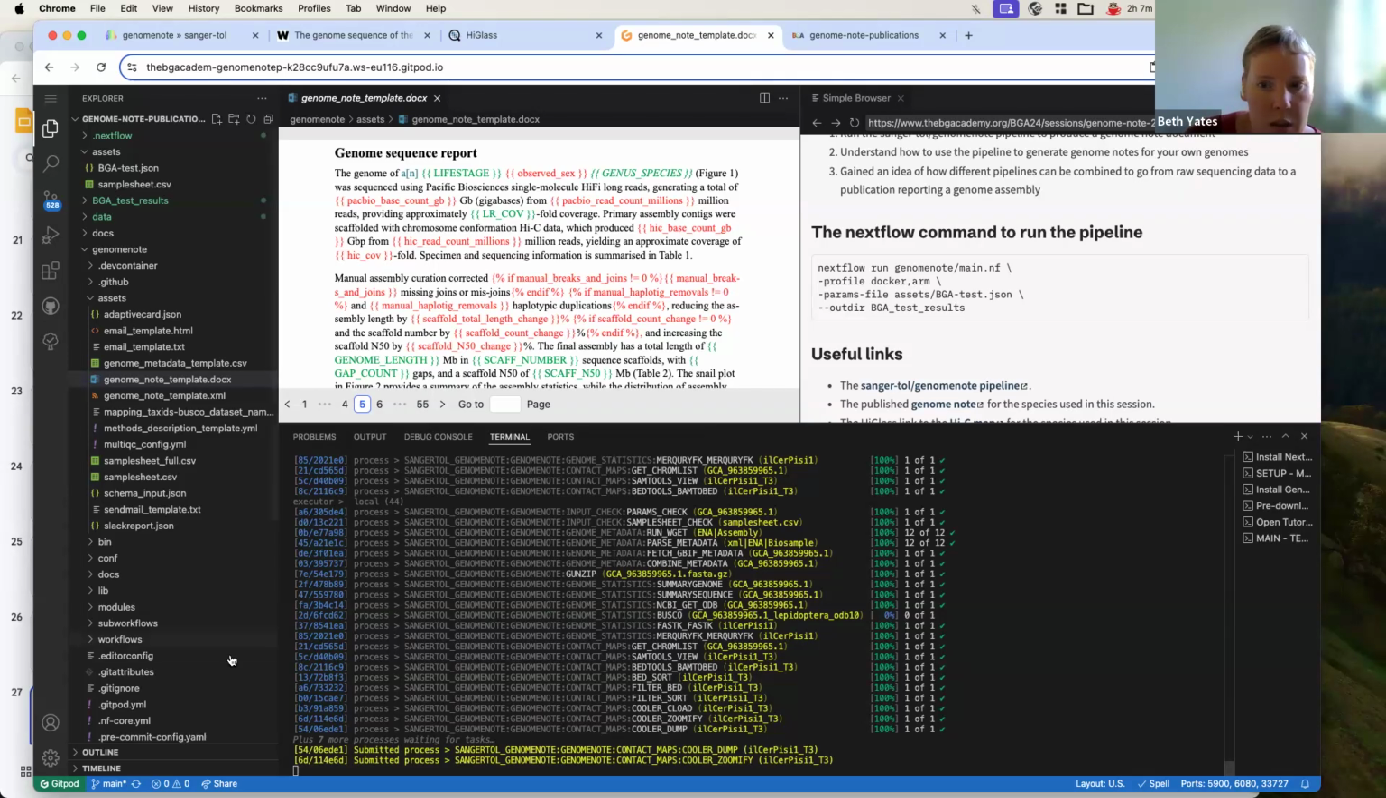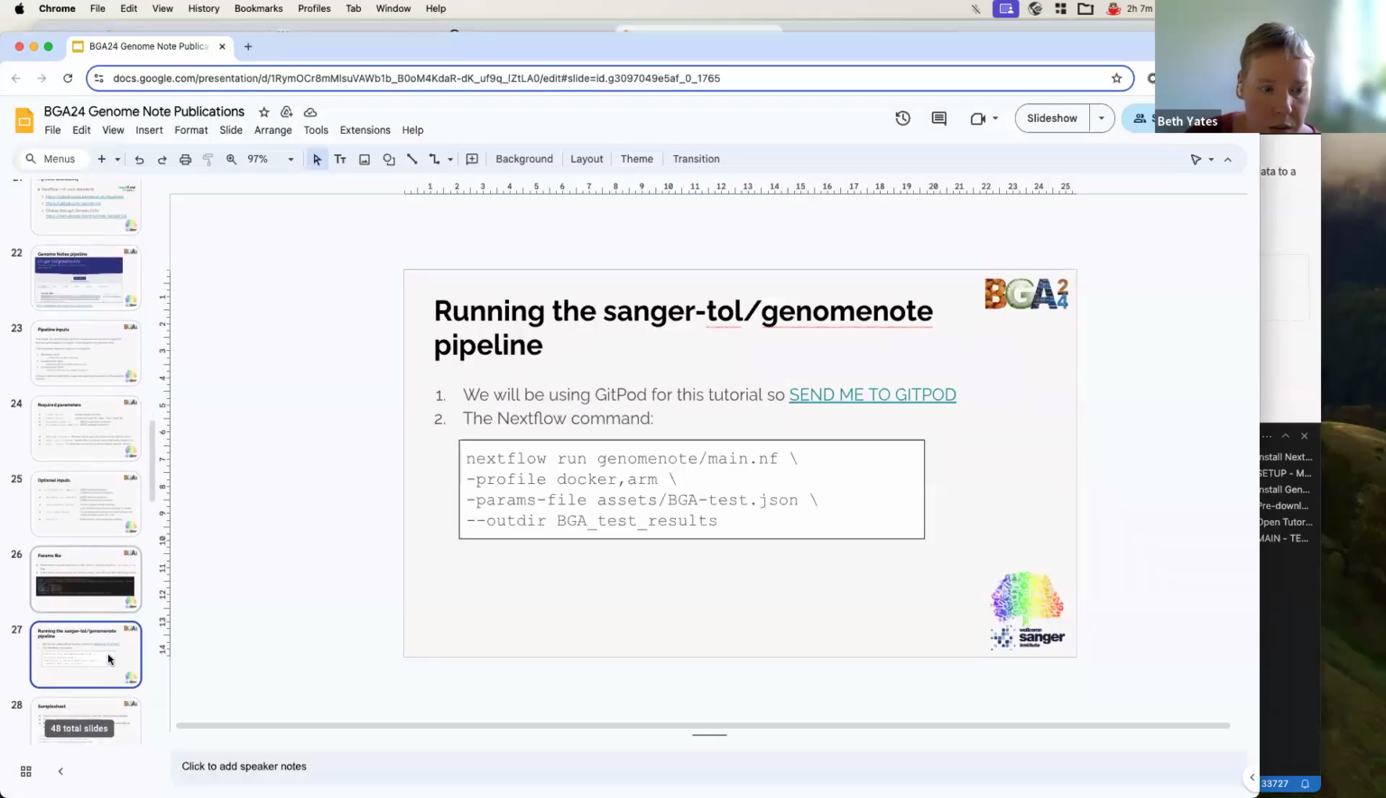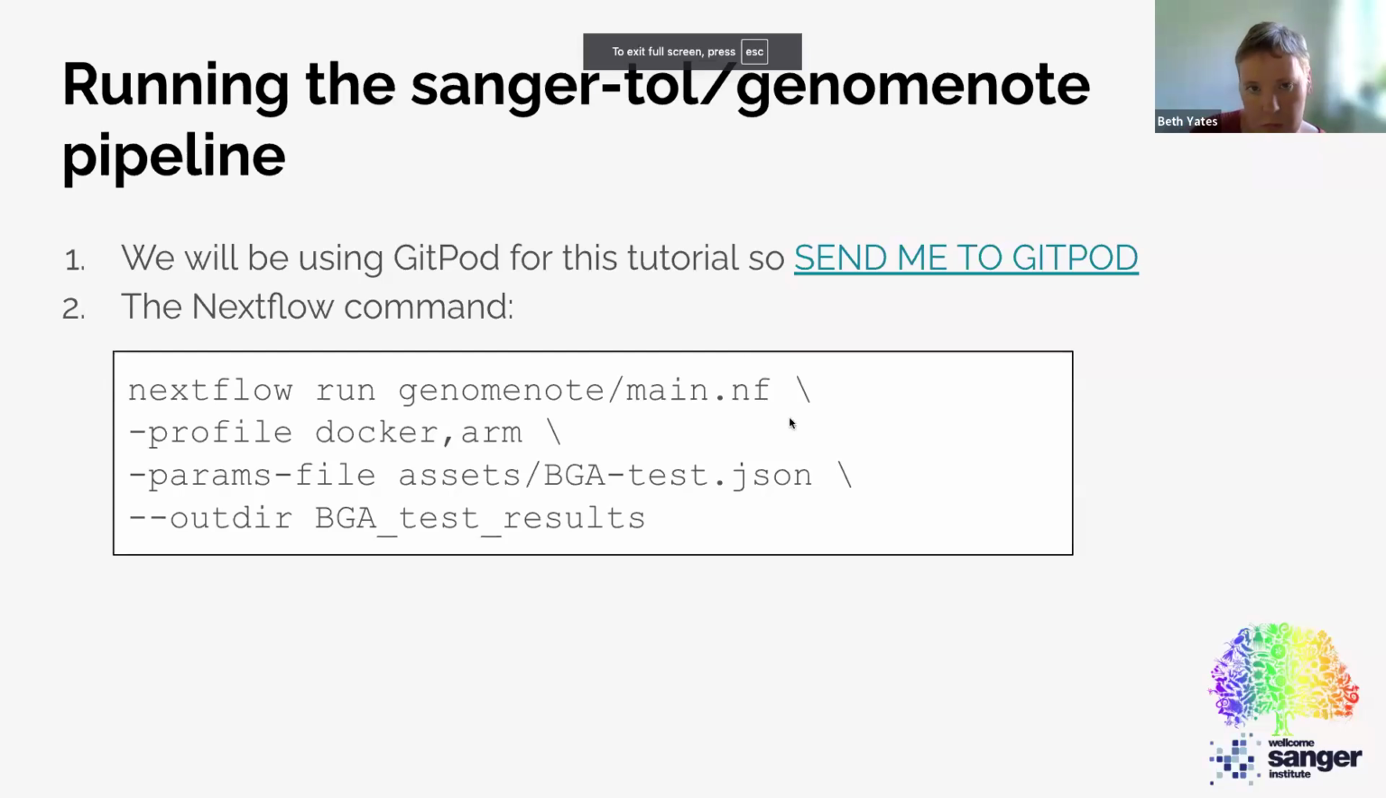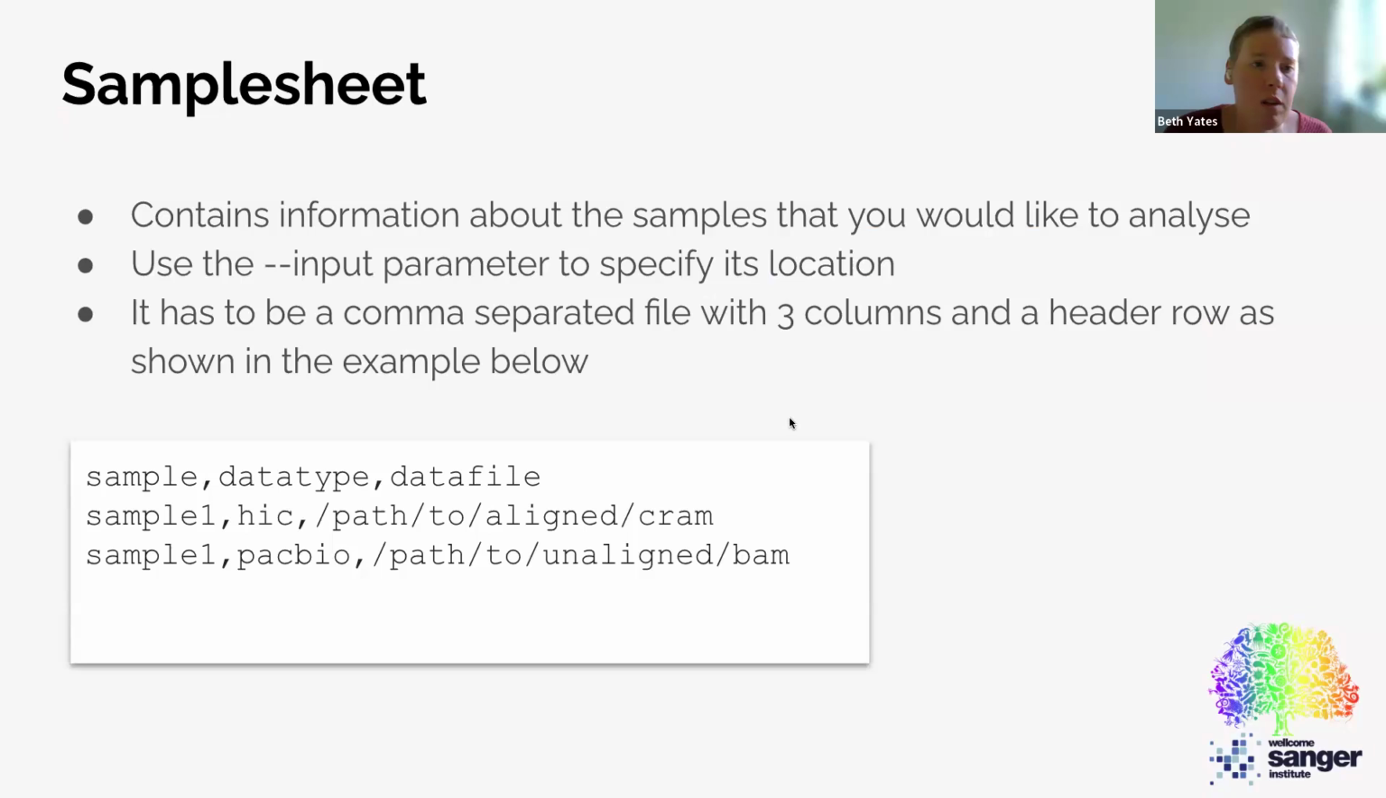Let's go back to the presentation, and I can explain a little bit about what the pipeline's doing. So I restart the slideshow. I showed you the sample sheet. Essentially, it's just information about the samples that we're using within the analyses. You can have multiple samples of different types in here. They just have to be arranged in this format with the 3 columns: the sample name, the type of data, and the file location.